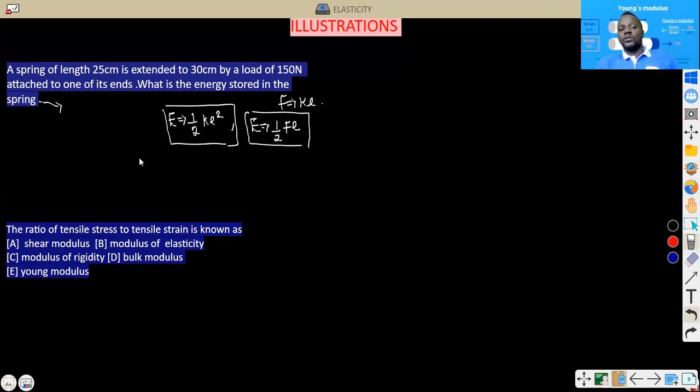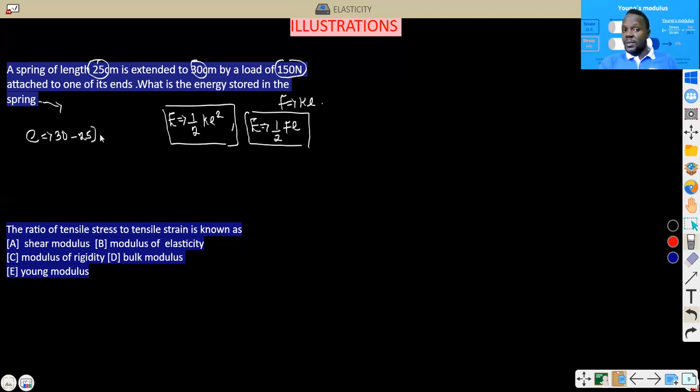Now, here we can just solve directly. In this question, are we given anything? We are given the force. Can you see? So that means this will be favorable. And we are given the extension, 30, 25. What's the extension? 30 minus 25. It has been extended by 5.